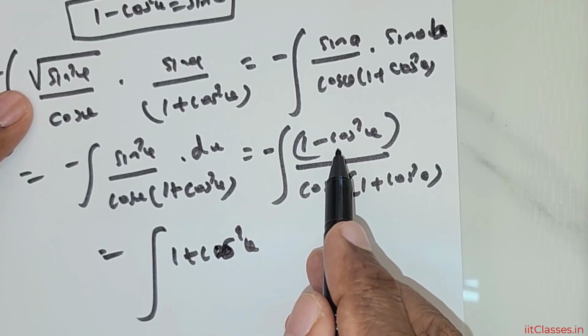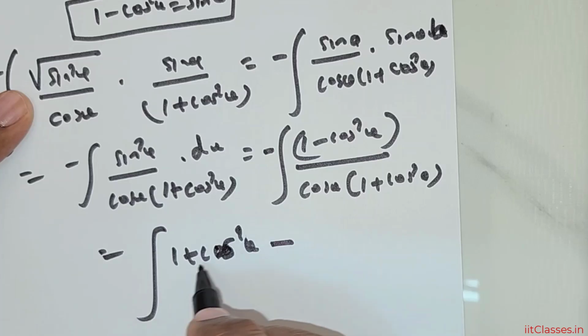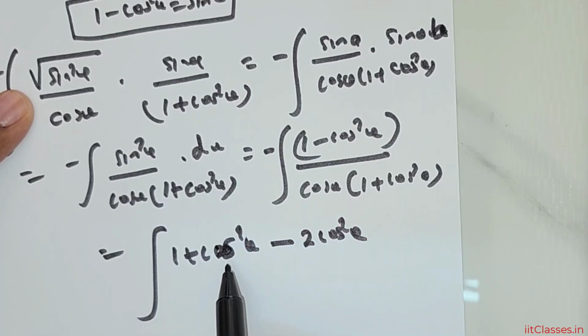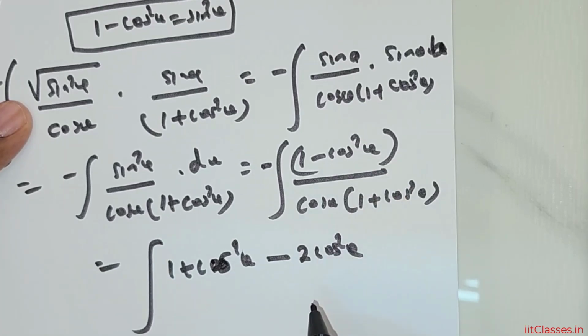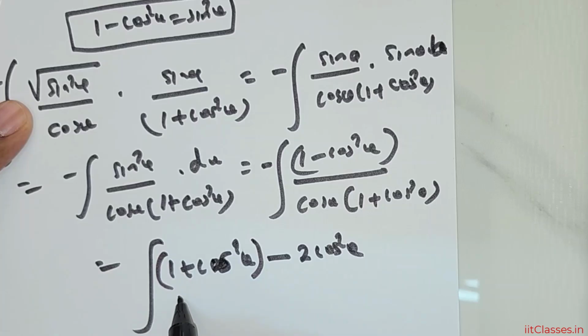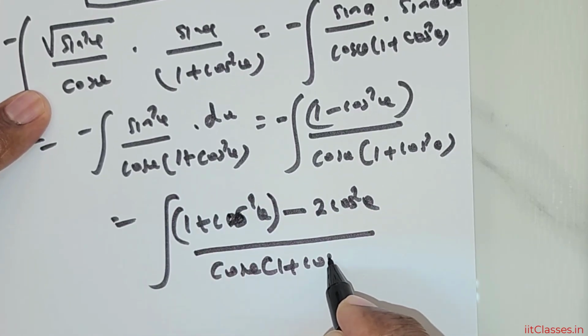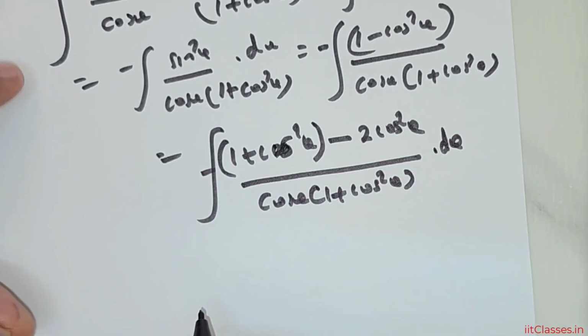I need to get a negative cos square theta, right? So 1 plus cos square theta, you take away 2 cos square theta, you end up with negative cos square theta. So there is no harm in that, right? So this is divided by cos theta times 1 plus cos square theta times d theta with a negative sign.